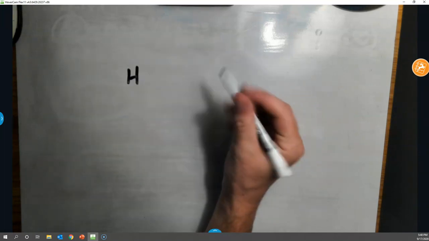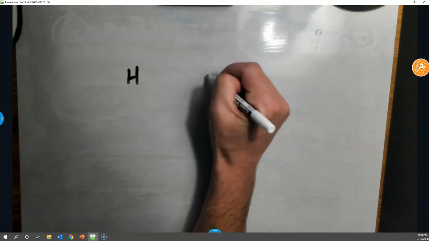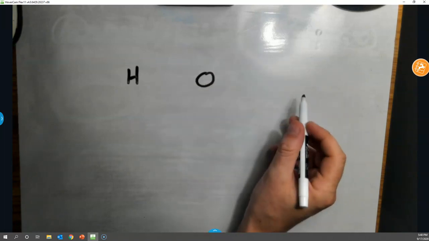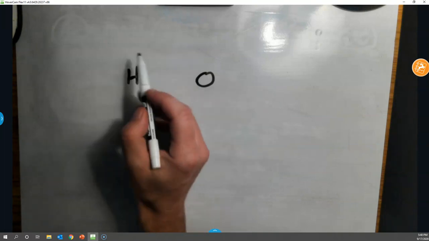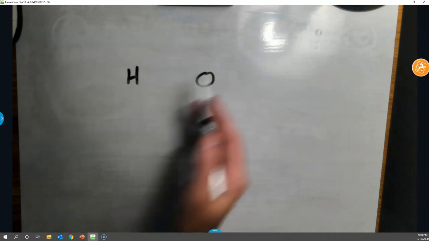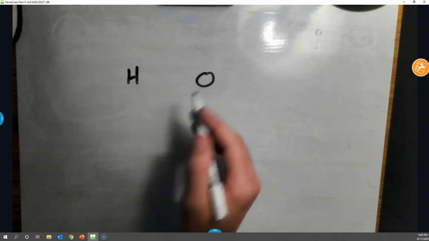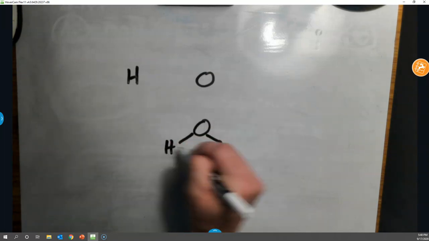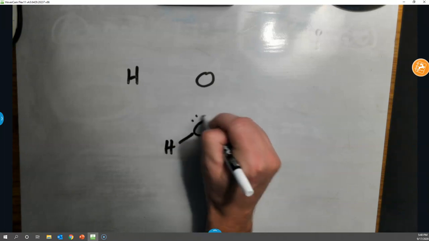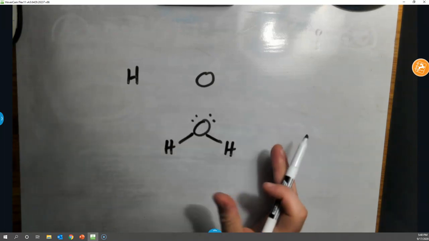If you looked at your periodic table, you'd see that one element on the periodic table is hydrogen, and hydrogen has a symbol H. Another element on the periodic table is oxygen, which has the symbol O. Now these are individual elements represented by only a single symbol. But if we take two hydrogen atoms and chemically bond them to the oxygen, we get a compound called water.